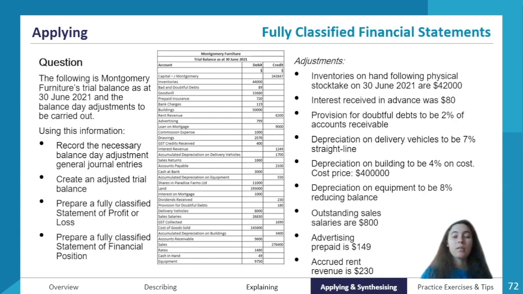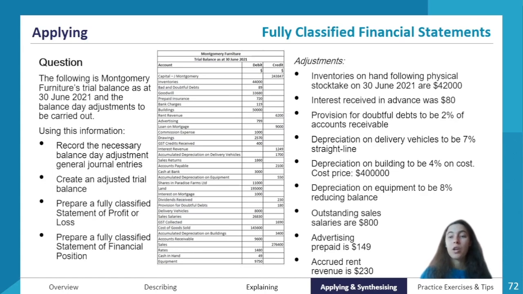So we're being asked to record the balance day adjustments in the general journal, create an adjusted trial balance, prepare a fully classified statement of profit or loss, and statement of financial position. So we've just got a regular trial balance with all of our different accounts and our adjustments. Inventories on hand following a physical stock take are 42,000.